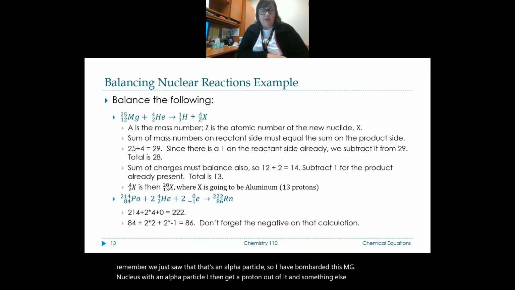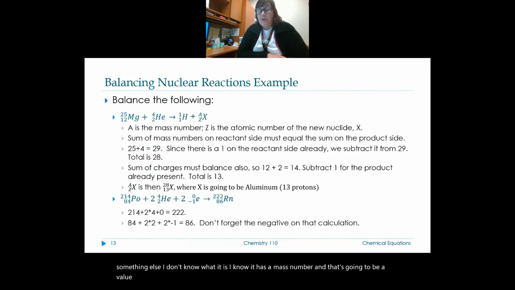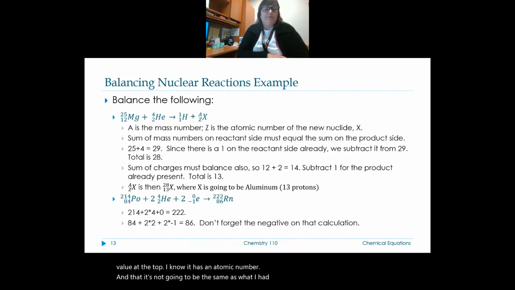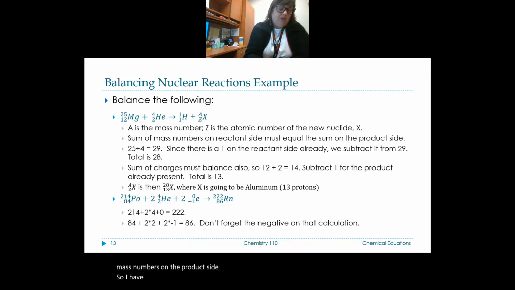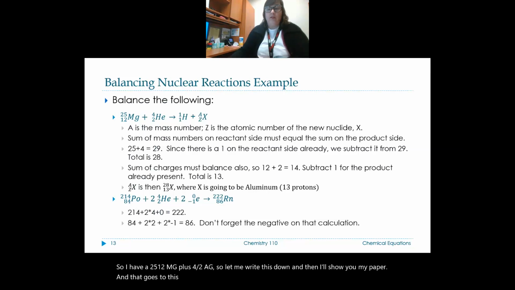So this something else, I don't know what it is. I know it has a mass number, and that's going to be the A value at the top. I know it has an atomic number, and that it's not going to be the same as what I had before. And whatever that atomic number is going to determine what the symbol is. So the sum of the mass numbers on the reactant side is going to be the same as the sum of the mass numbers on the product side. So I have a 25 12 Mg plus 4 2 He. Let me write this down, and then I'll show you my paper. And that goes to this 1 1 H plus this A Z X.